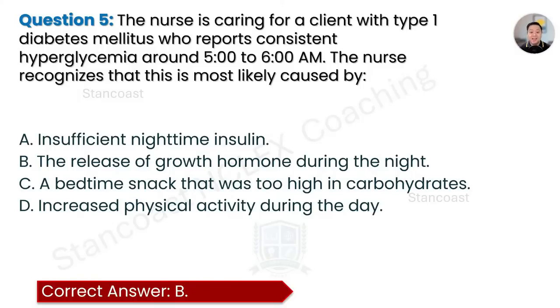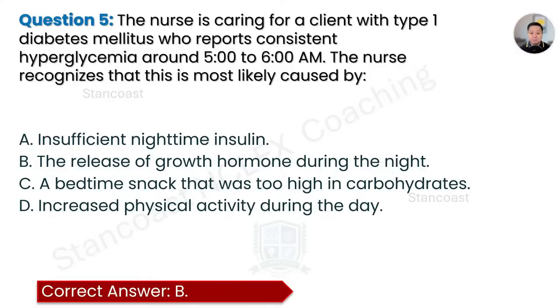And so adjusting the timing or type of insulin might help manage the hormonal surge, but this option oversimplifies the issue. And so when you are selecting the option here, you got to be cautious of answers that describe potential effects without addressing the underlying cause. So you need to understand the difference between the dawn phenomenon and insulin insufficiency. Now, option C is another incorrect option here.